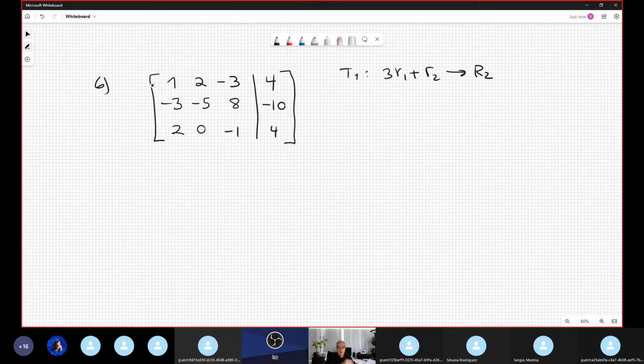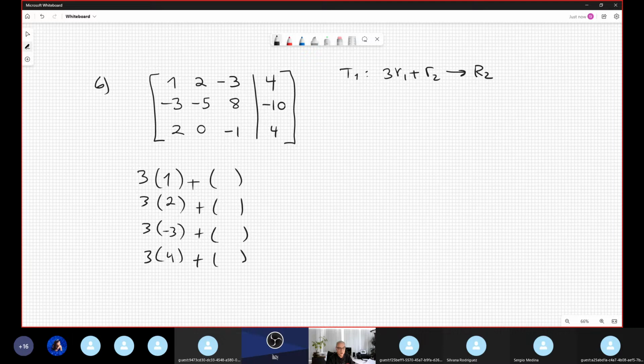Oh yes, that's correct. Okay, so now I take 3 as a factor, 4 times. In this case 4, because we have 4 elements in each row. Another, more complicated matrix is not 4, maybe it's 20. And you multiply 3 by the elements in row 1, in this case 1, 2, -3, and 4, plus the 4 corresponding elements of row 2, which are -3, -5, 8, and -10.